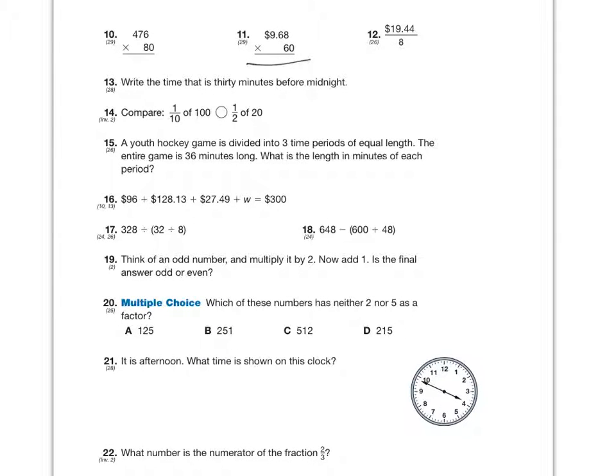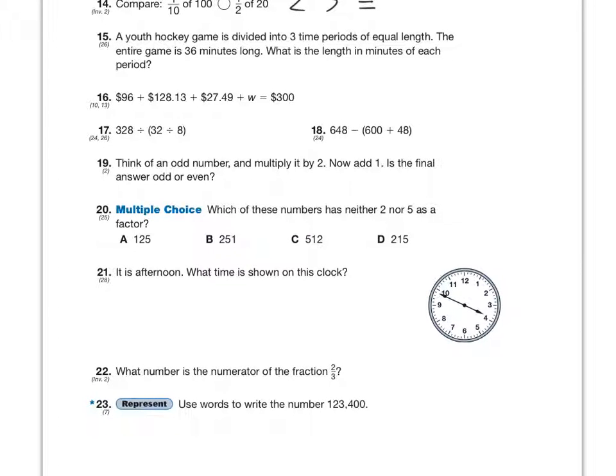Okay, 14. Compare 1/10 of 100. Is it bigger or is it less than? So you're looking for a greater than, less than, or equal sign in this circle right there. Number 16. Easiest way to do this one is how? Maybe if I add all of these up and then I subtract them from 300, maybe I would get the right answer. Maybe. Okay. We're at 18. There it is. Oh, cool.